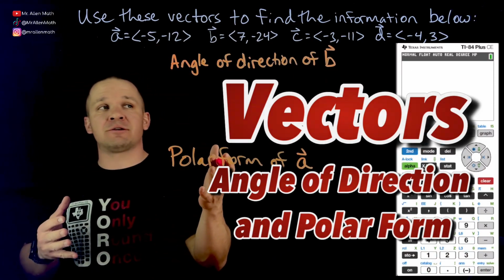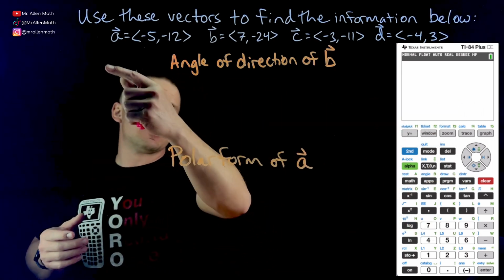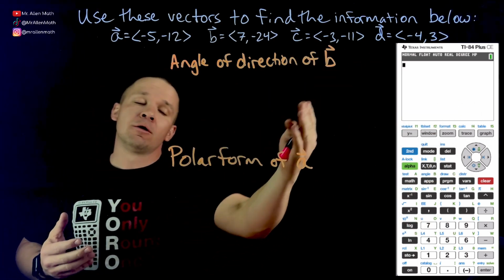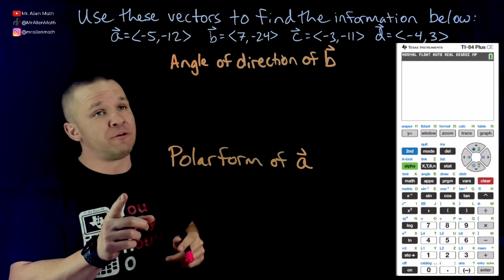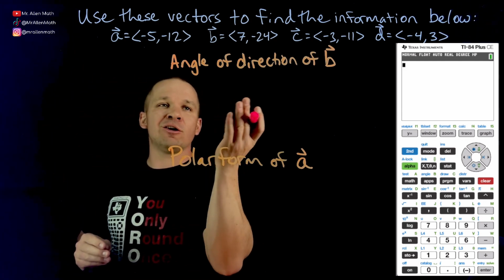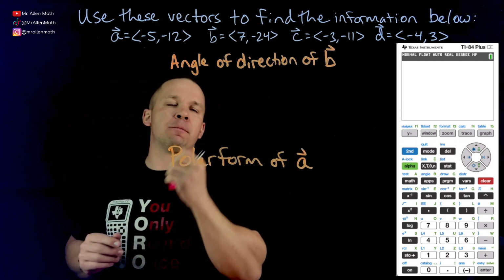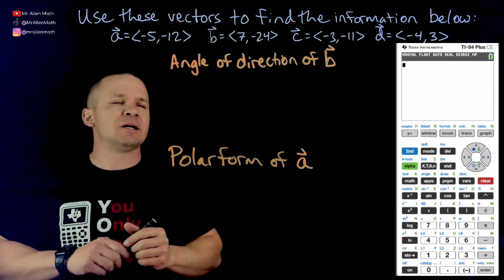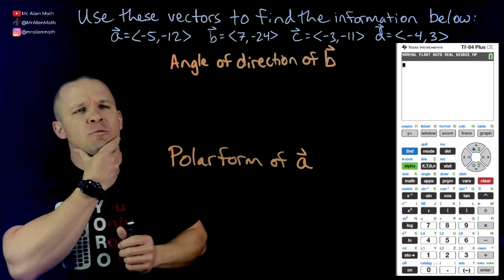We've got to use these vectors to find the information below. So I've got 4 different vectors and 2 questions. We're only using 2 of them here, but there are more videos to come, don't you worry. We want the angle of direction of vector B here, which is our 7, comma, negative 24. Interesting. Wonder how I might go about that.